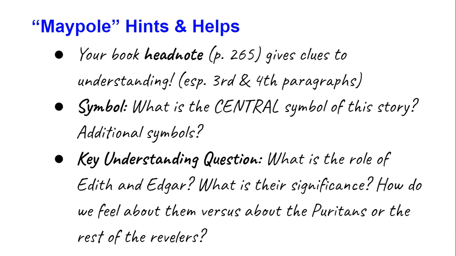Again, use your book head note. And a key to cracking this story is figuring out what the central symbol of the story is. And I think you can figure that out. Also look for additional symbols. And then if you are entering the discussion about viewpoint in this story, you will want to ask yourself, what is the role of Edith and Edgar? What's their significance? Or how do we feel about them versus the Puritans or the other partiers?